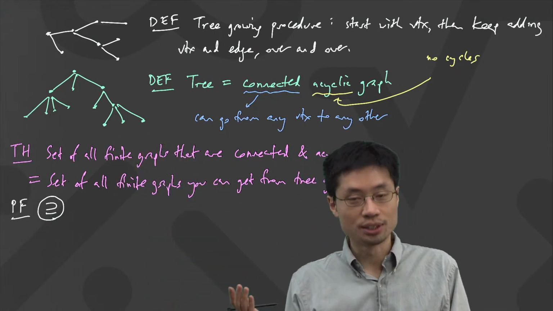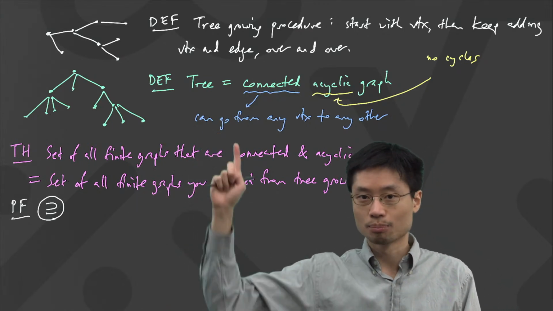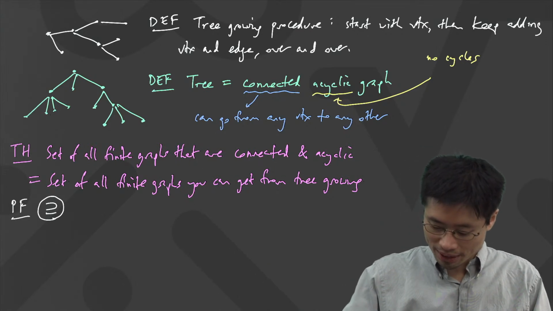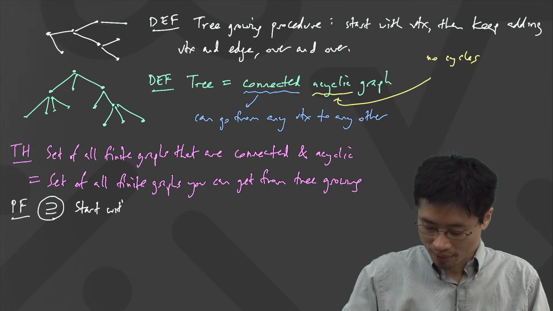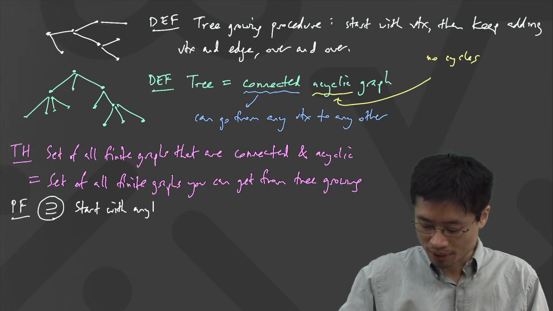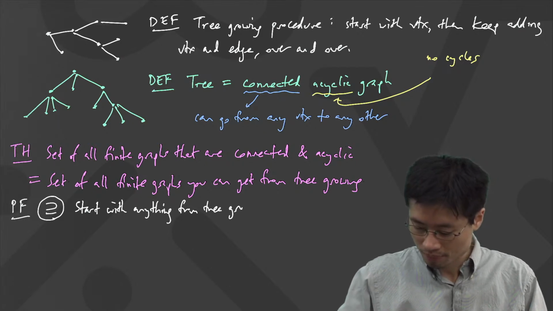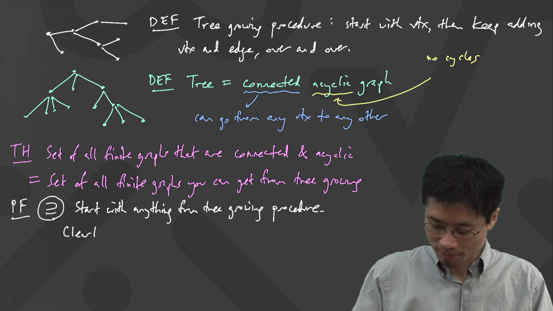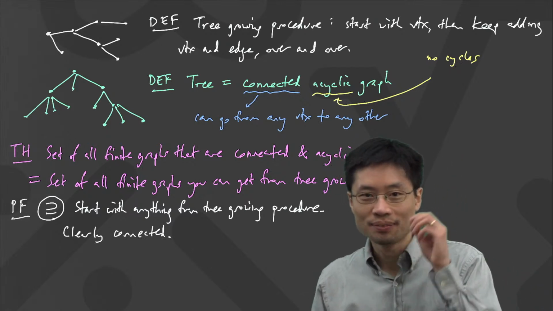So the first thing we're going to do is show why everything you get from the tree growing procedure is both connected and acyclic. Okay? So how would you do this? Well, now you get to start with anything from the tree growing procedure. And what you're saying is it's clearly connected. I'll actually give you that clearly.